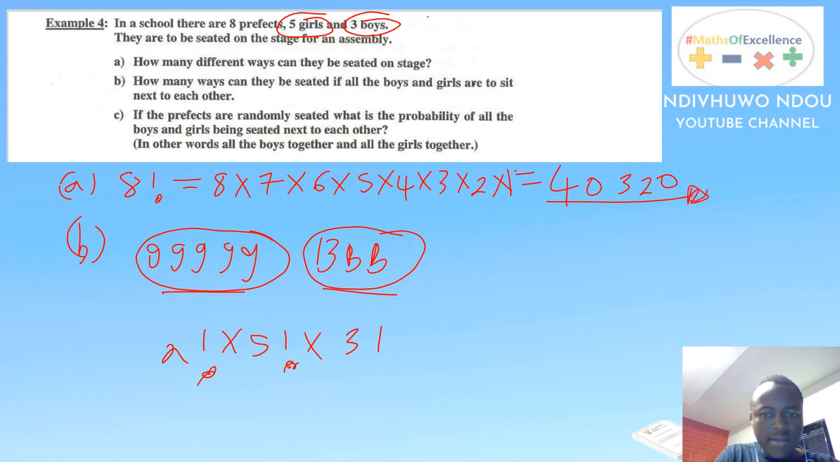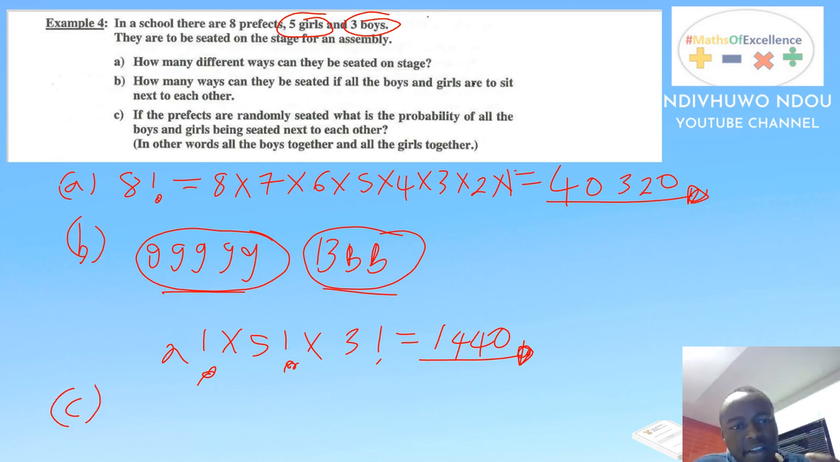It's a lot. Just imagine, just 8 people, you can arrange them in 40,320 ways, sitting this person this side, changing this one this side, like that. Then for our number B, we said 2 factorial times 5 factorial times 3 factorial, which is giving me 1,440 ways in which you can arrange them. Let's go to C.